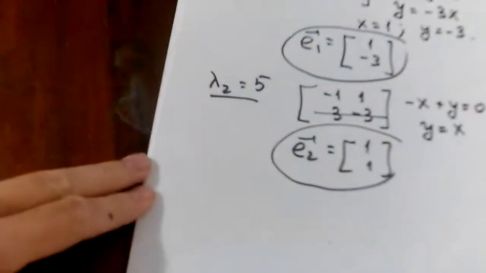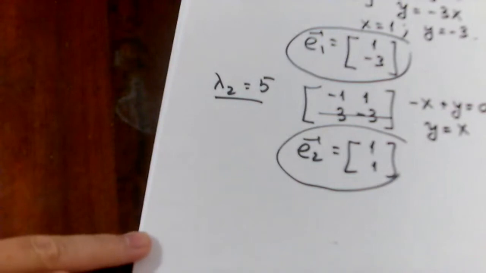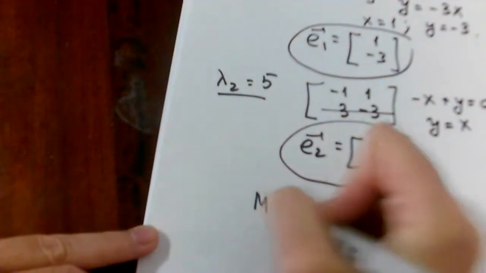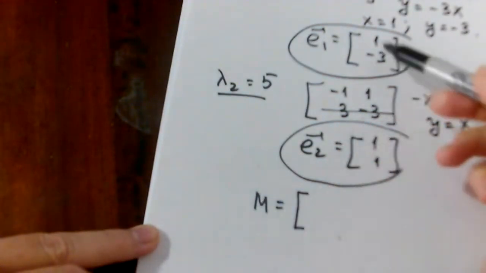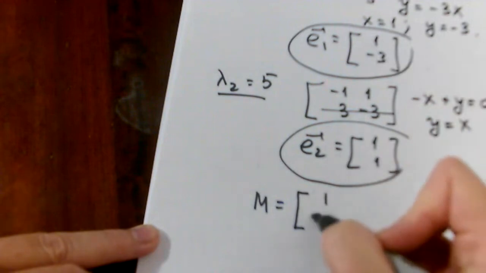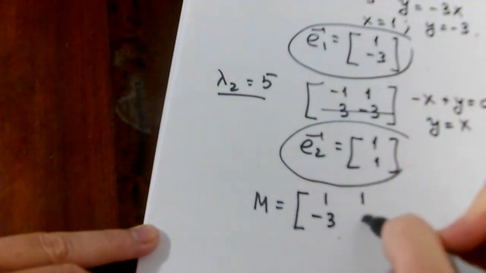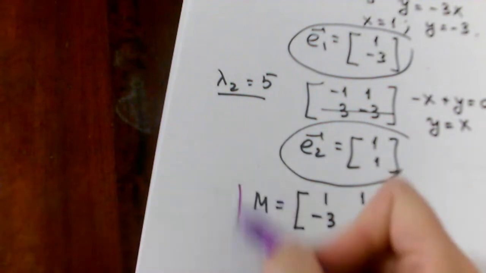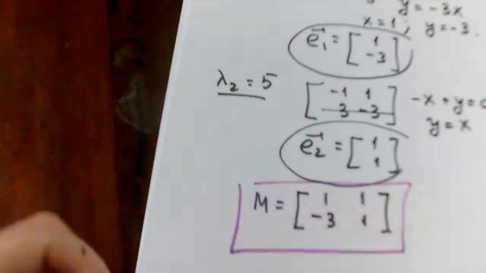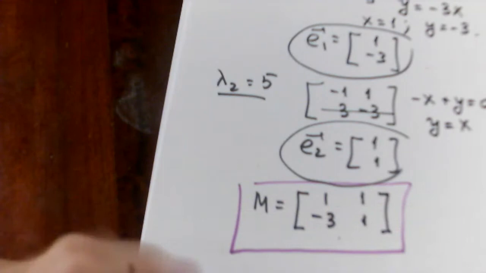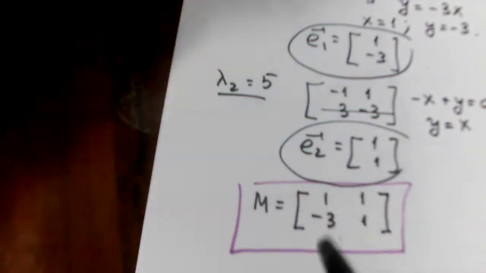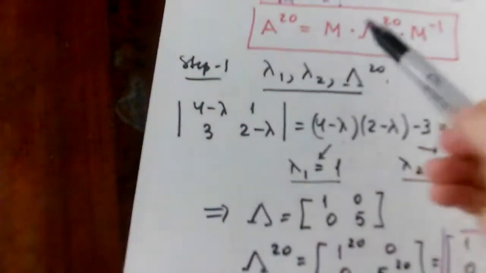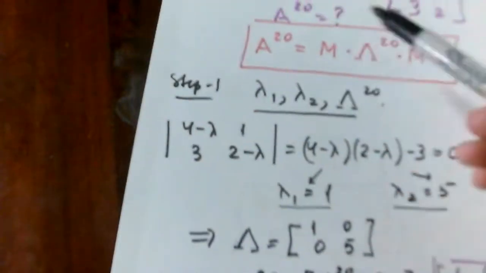So now we are ready to finish our last step, which was devoted to finding the modal matrix M. The first column will be the first eigenvector, 1, minus 3, and the second column is 1, 1. So this is the end of step 2. We found the modal matrix. And now it's time for the third step. The bad news is that we are not finished. We are not yet quite ready because we have this guy M.